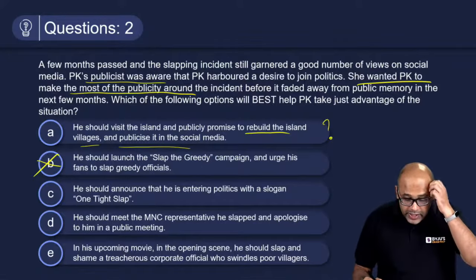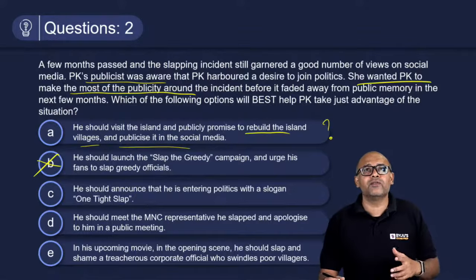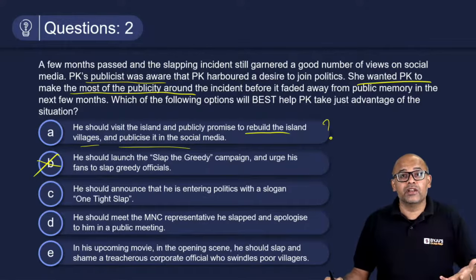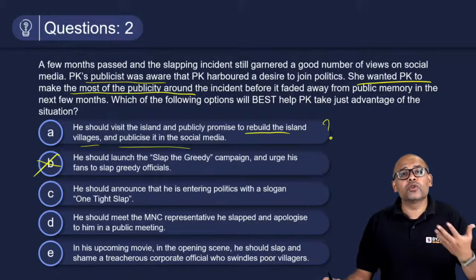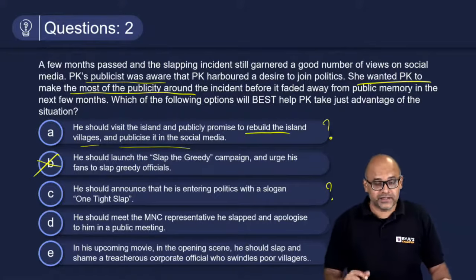So that's gone. He could announce that he is entering politics with the slogan "One tight slap." Well, one tight slap is a slogan, that's all. But you want to cash in on the public sentiment right now. Just a slogan might not be good enough, but I will still leave it open. We'll come back, we'll compare the answers and see.